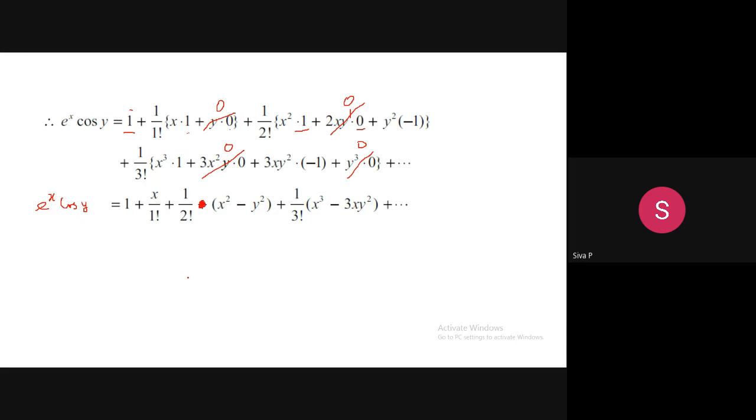E power x cos y. What is e power x? E power x is 1 plus x by 1 factorial plus x square by 2 factorial plus x cube by 3 factorial. You know that. Similarly, cos y is 1 minus y square by 2 factorial plus y power 4 by 4 factorial, like that. So multiplying both, you will get the answer.